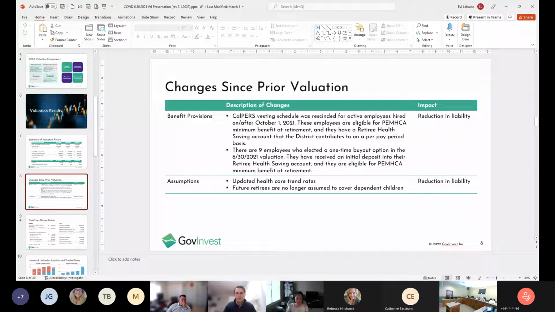My name is Russ Thomas. I have a question on this increase in the assets that we experienced this past year.